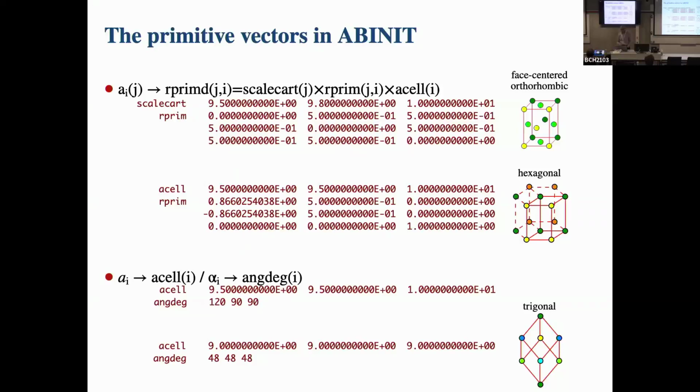Sometimes it is more interesting to define the vectors not based on their coordinates, but by giving their lengths, A cell, and the angles, angdeg here. So the brown here indicates the name of variables in Abinit. Okay, so you can define the same as this one by saying that it's 3 vectors that have lengths of 9.5 and then 10 for the last one, and the angles are 120, 90, 90, okay? This is very convenient, for instance, if you have a trigonal system, because in that case, you have the same length for the 3 and the same angle, which is, for instance, 48 degrees here. If you would have to give the coordinates of the vector, it would be a bit more cumbersome to do, okay?